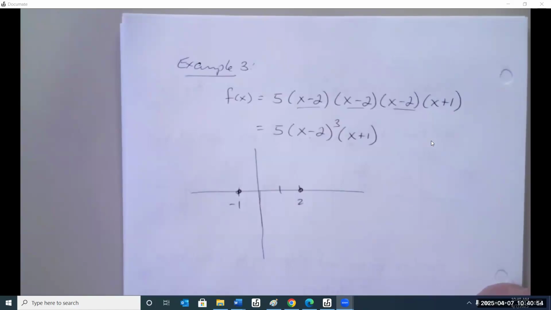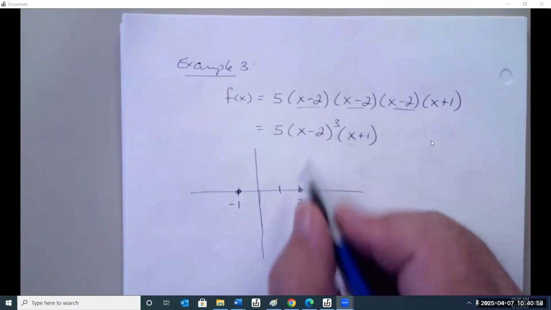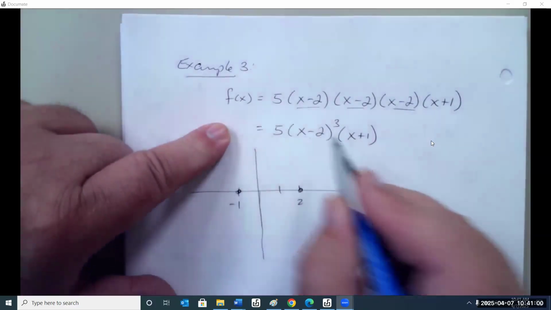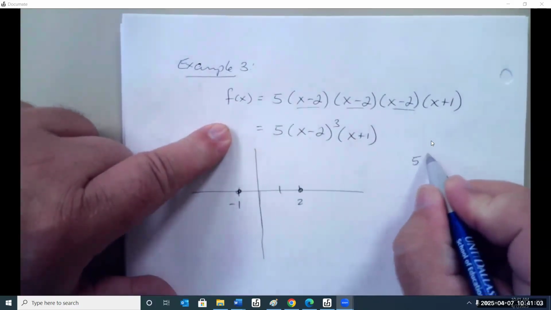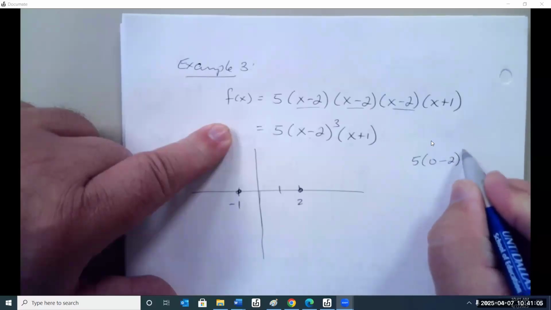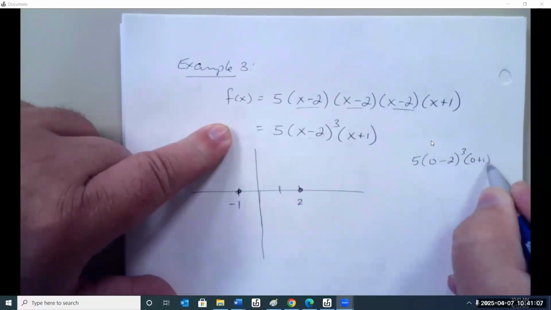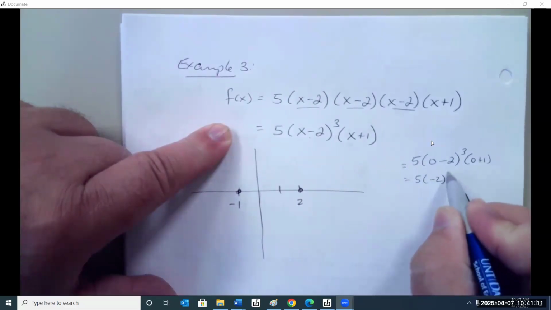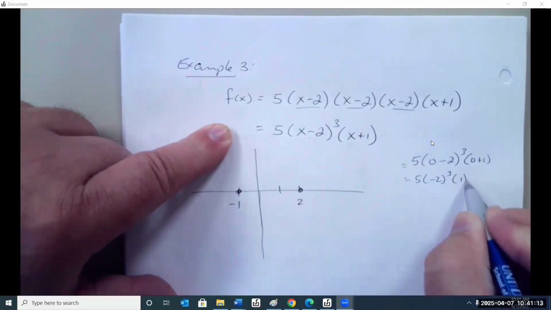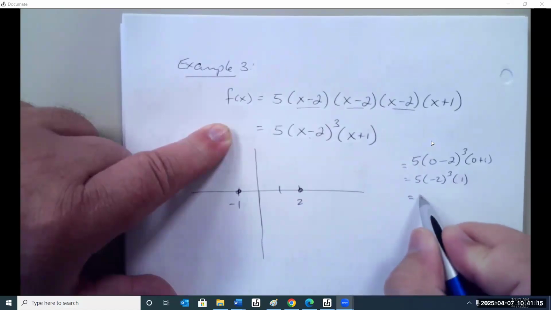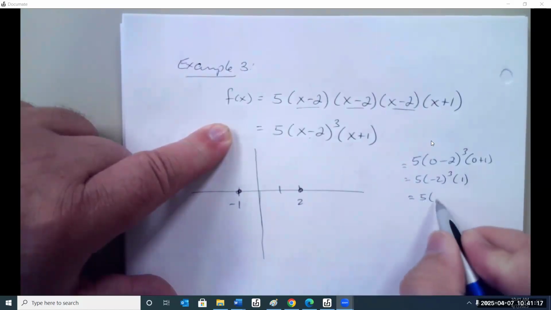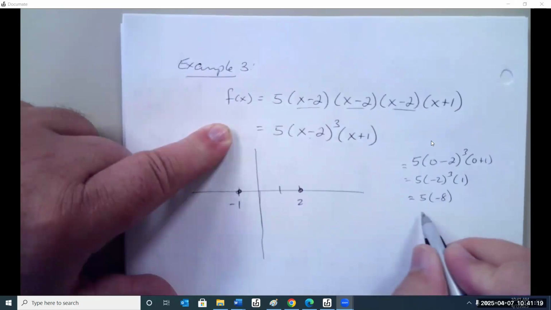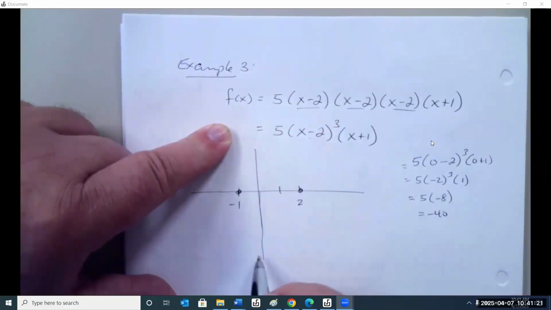What's my y-intercept? How do you find the y-intercept? Set x equal to 0. If you set x equal to 0, -2 cubed, 1. -2 cubed is -8 times 1 is -40.